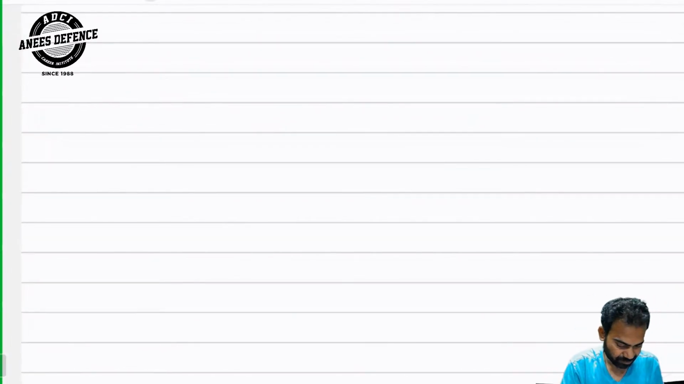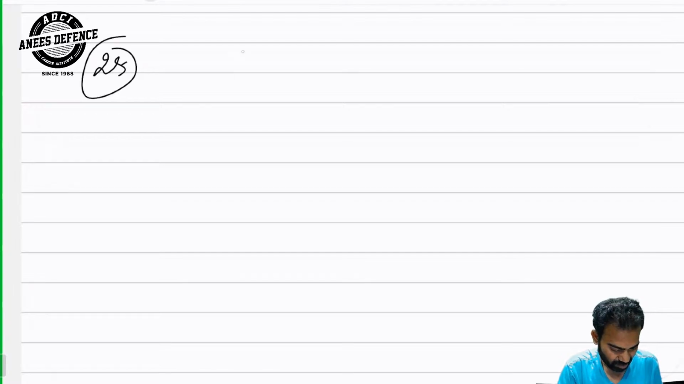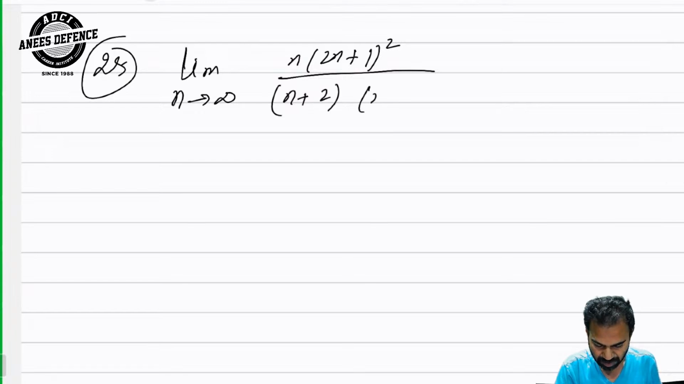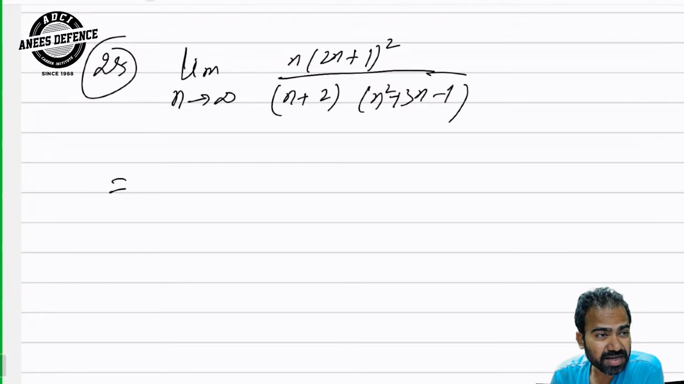Now 25th. Limit n tends to infinity, n into (2n plus 1) the whole square, upon (n plus 2) into (n square plus 3n minus 1). In the numerator the highest degree is 3 and in the denominator the highest degree is 3. Are you agreeing with this?